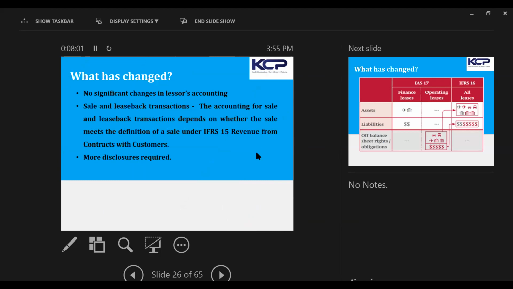So what else has changed? We talked about this single accounting model. No significant change in the books of the lessor, I've explained that. Then sales and leaseback transactions. The accounting for sales and leaseback transactions depends on whether the sale meets the definition of a sale under IFRS 15. But what is sales and leaseback first?